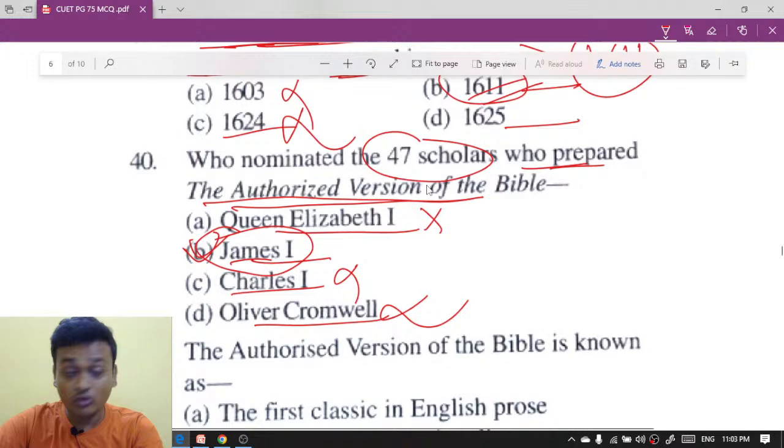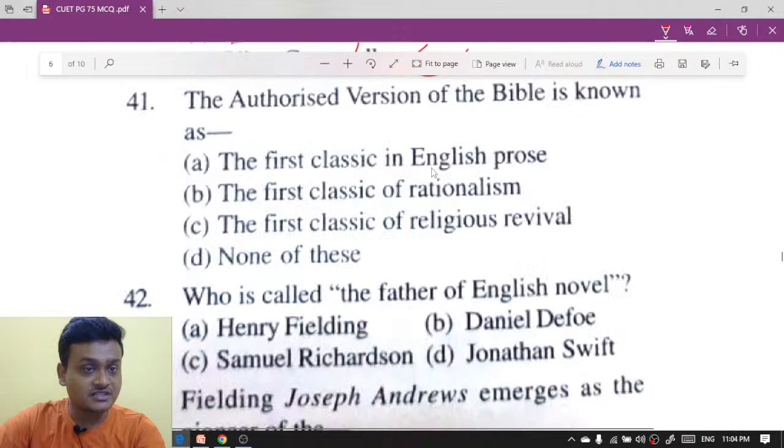Moving on to question 41, the authorized version of the Bible that came in 1611 is known as the first classic of English prose, the first classic of rationalism, or the first classic of religious revival. It is actually known as the first classic of English prose. So A is the right answer. Who is called the father of English novel?